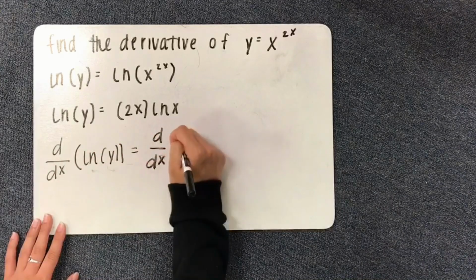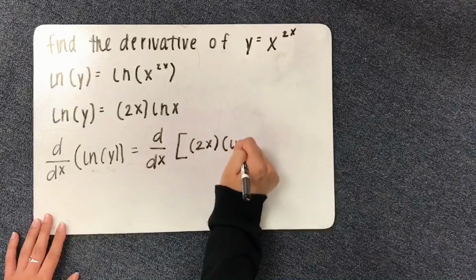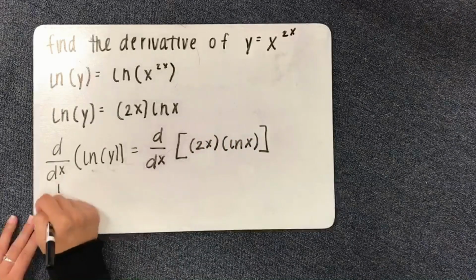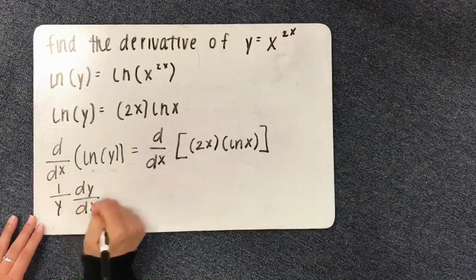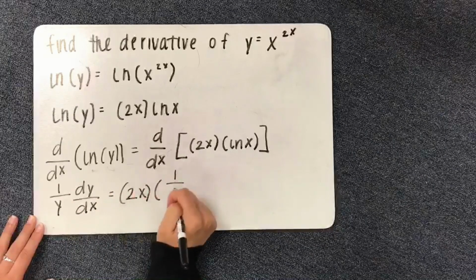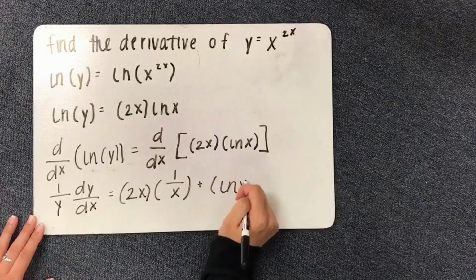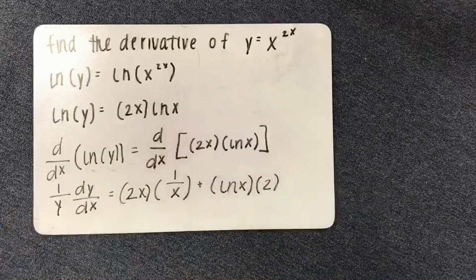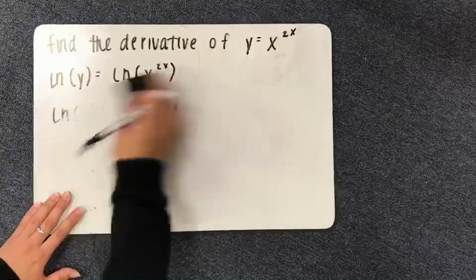Now we can take the derivative of the function. The derivative of the natural log of y is 1 over y dy dx. The derivative of 2x times the natural log of x is found using the product rule. First times the derivative of the second plus second times the derivative of the first.